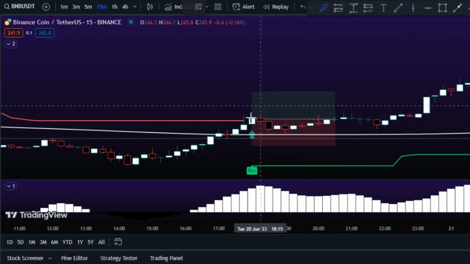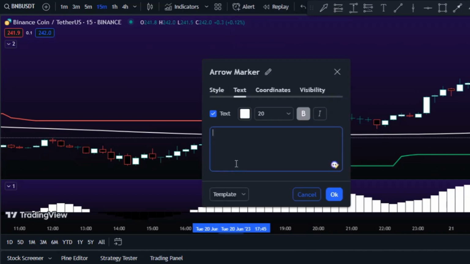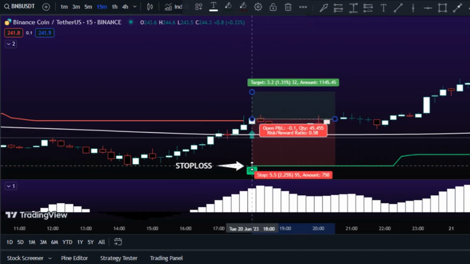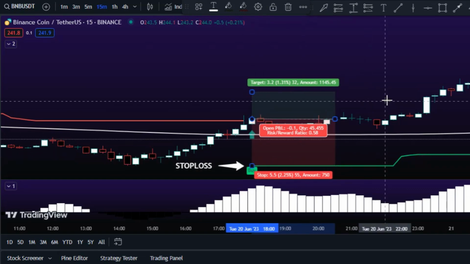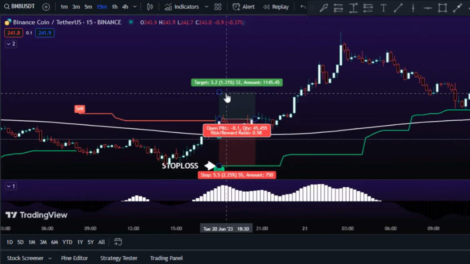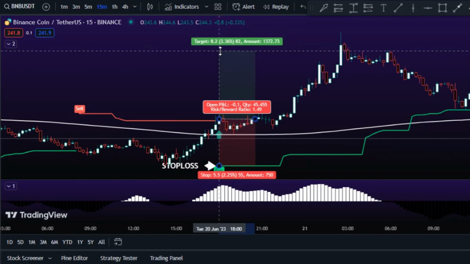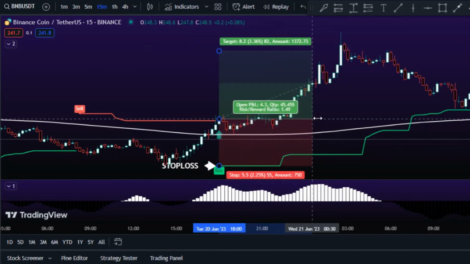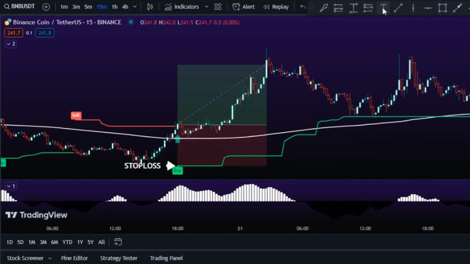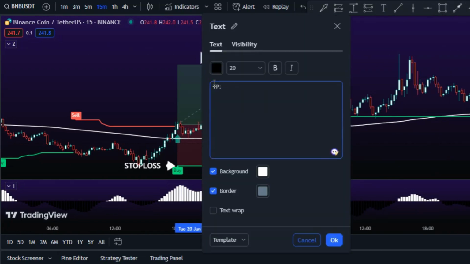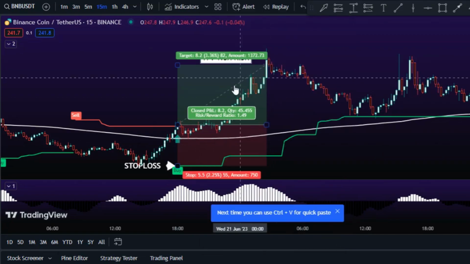And to manage your risk, place the stop loss below the super trend line. This will limit your maximum loss per trade. And finally, to exit the trade at a reasonable profit, take profit when your risk to reward ratio reaches 1 to 1.5. In other words, exit the trade when you've made 50% more than your maximum risk per trade.